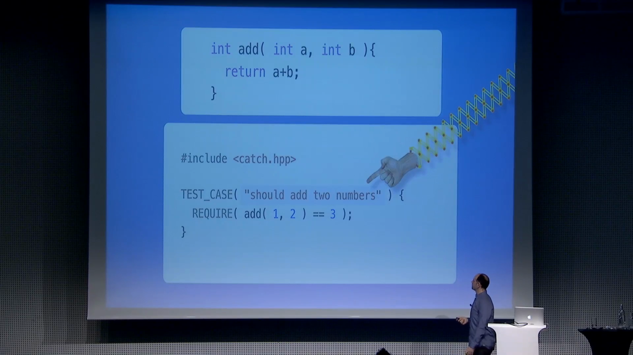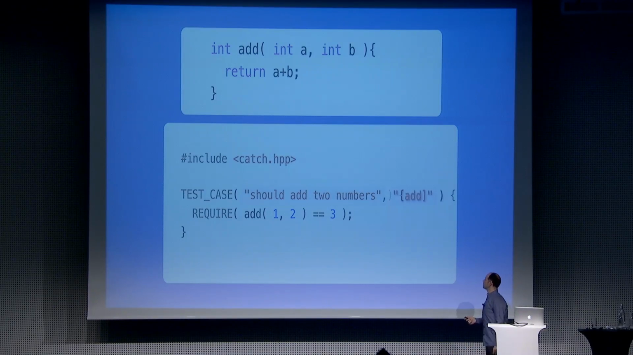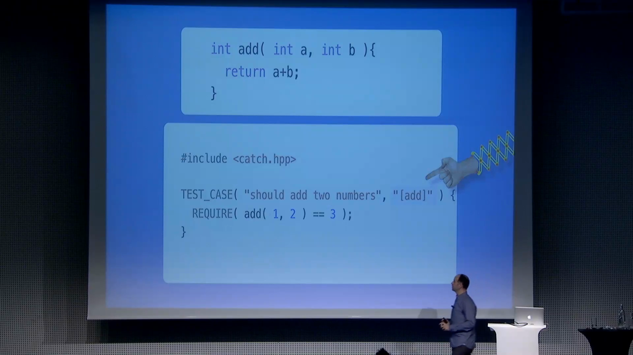And more than that, you can also supply what are called tags. So there's a second optional argument here. Anything you put in square brackets here is a tag. You can have as many as you like. You can now run test cases according to tags. So you can run everything tagged add or everything not tagged add and various combinations. You can actually get some quite complex test suites built up just using tags alone. So that's quite nice as well.